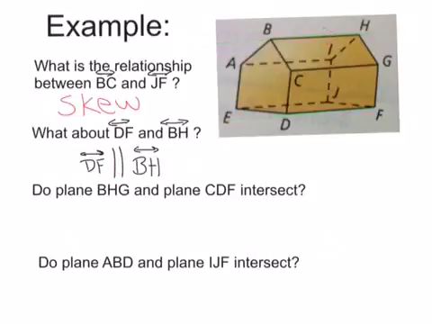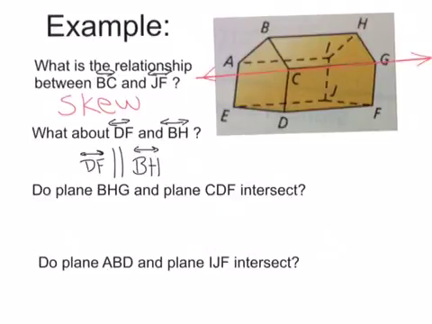Next question asks if planes BHG intersects with plane CDF. So BHG, those 3 points are going to define this surface here, and CDF is going to correspond with this front surface. So those 2 planes, if you look at them, are going to intersect at this line CG. So the answer is yes, they do intersect, and they intersect at line CG.